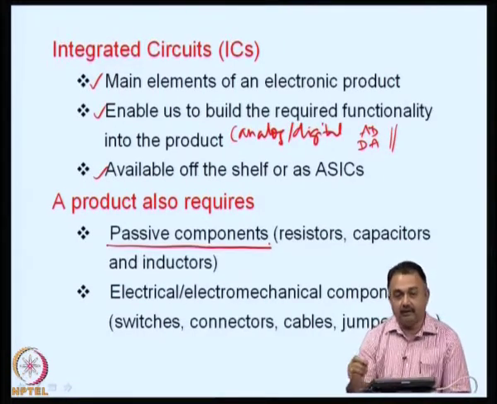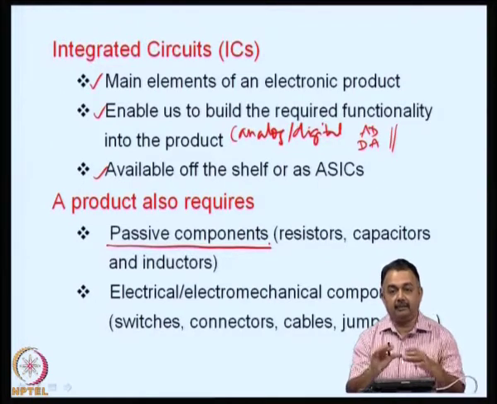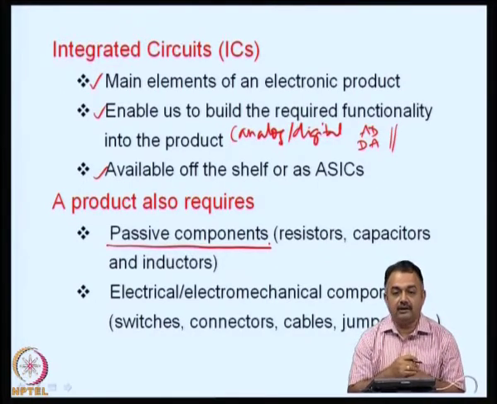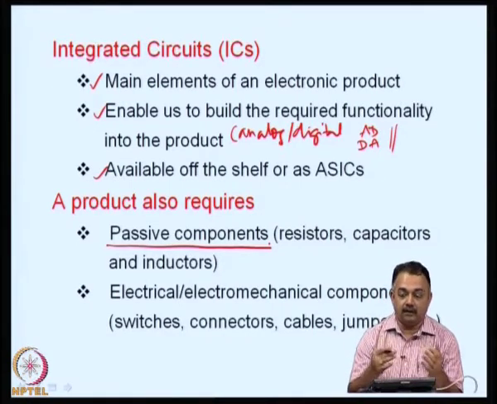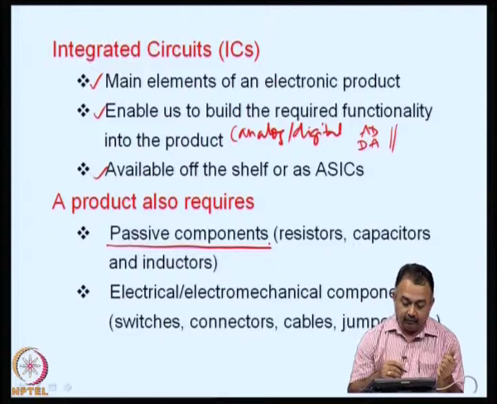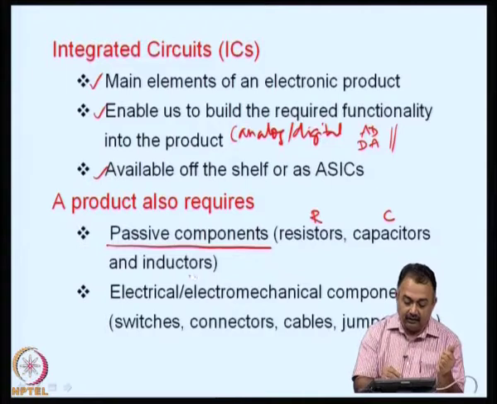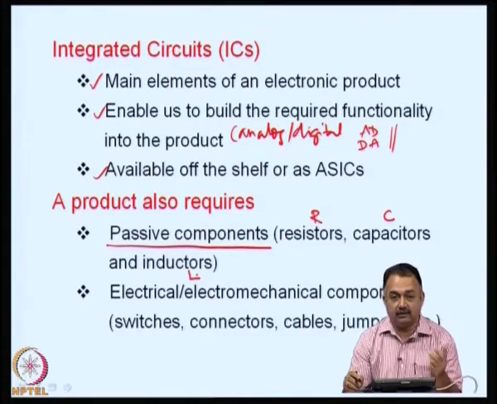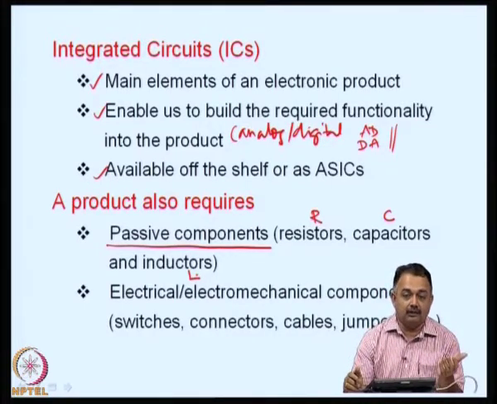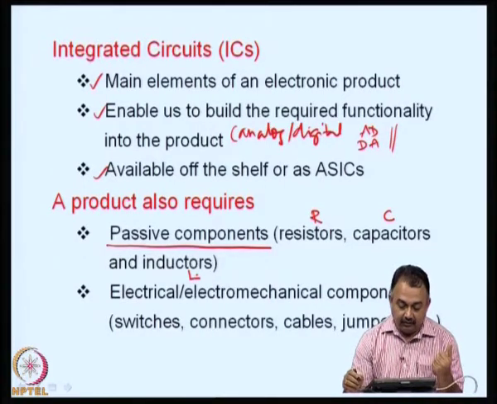A product also requires passive components. This is very important, because if you open up any product today and see, you will see that it not only consists only of the active devices, it also requires passive devices. So, what are the passive devices? Resistors, capacitors and inductors in some cases. So, resistors and capacitors obviously are required for most of the electronic products to control your active devices when it is powered up, and it is used as filters and so on.